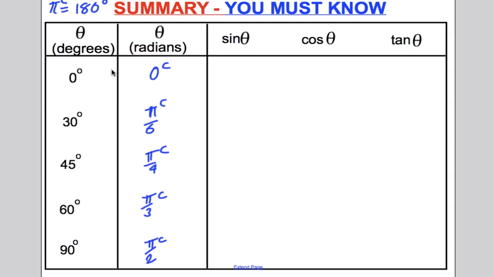Now, sine of 0 is equal to 0. Sine of 30 is equal to a half. Sine of 45 is equal to 1 over root 2, or if you rationalise it, root 2 over 2. Sine of 60 is root 3 over 2. And sine of 90 is 1.